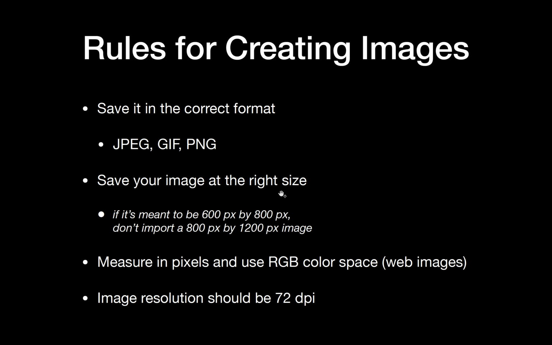Rules for creating images. Save it in the correct format, please, please, please. Typically for the web, we have JPEG, GIF, or PNG. PNG will keep your transparency. So if you're converting vectors, like your logo for your website, and you want that to be transparent, it needs to be a PNG. A GIF, those are typically animated. That will keep your animation. And then a JPEG, if you're doing just a good quality photo that doesn't need to be transparent, a JPEG is fine for that.